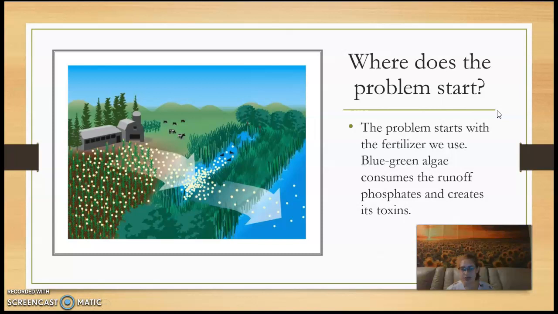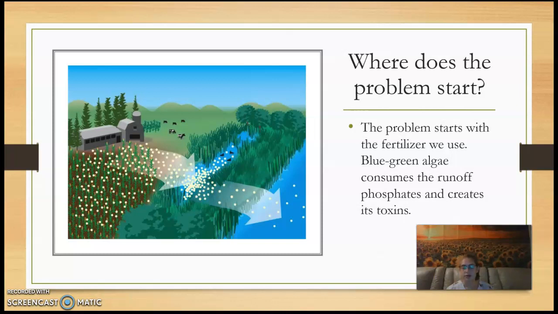Where does this problem start? The problem starts with us. The problem starts with the fertilizers we use. A lot of our fertilizers contain phosphates and nitrogen, which then get caught up in the rain, the excess water, and all of that runs off and ends up in our lakes and our rivers. Those are things that aren't supposed to be there. Those cause the blue-green algae to become able to create those toxins.